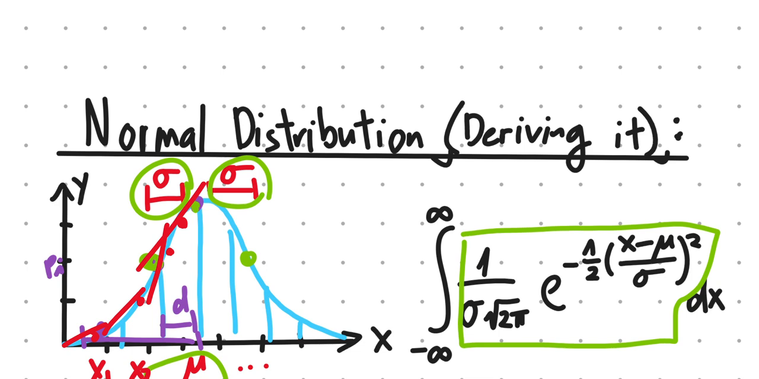Today's topic is going to be the normal distribution and the derivation of the normal distribution. Since the normal distribution is called a bell curve, I'm going to explain to you some very important aspects and very important facts about this bell curve.